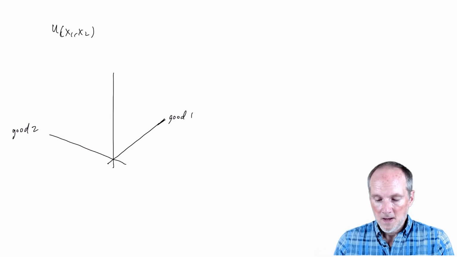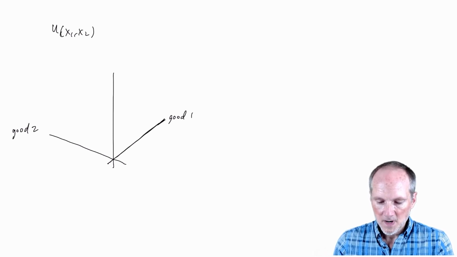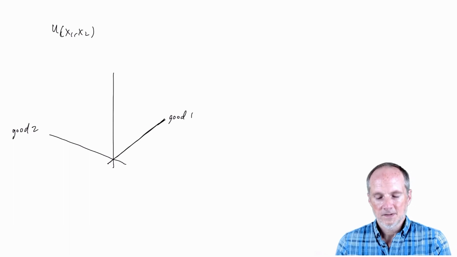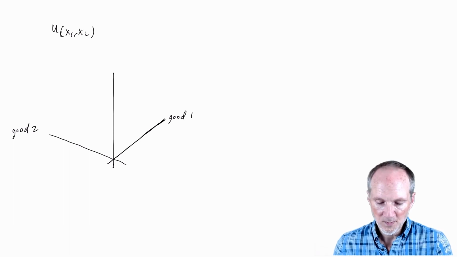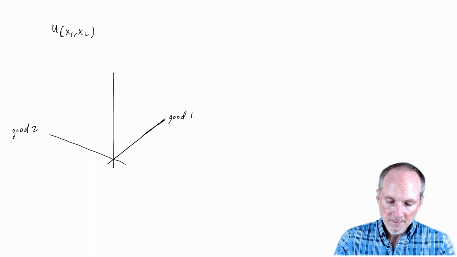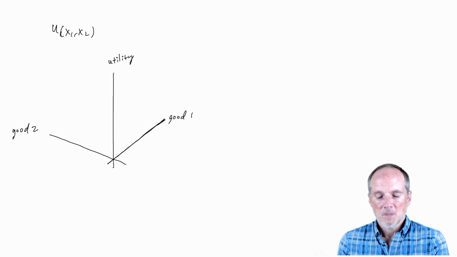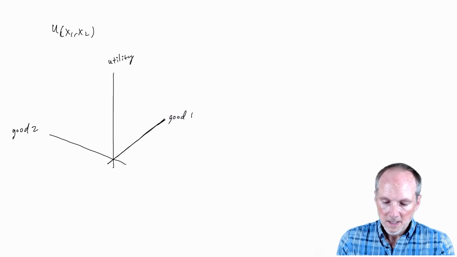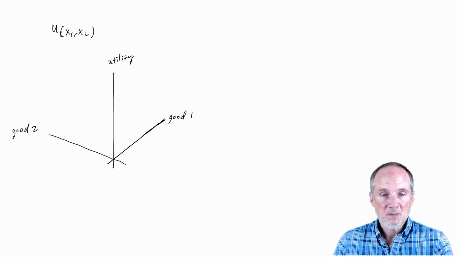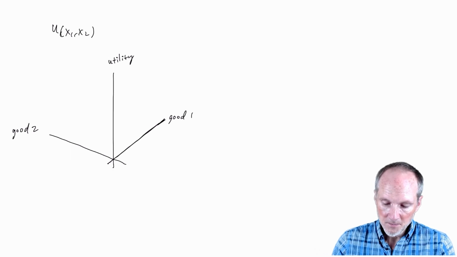And so these two axes I've drawn here, I want you to think of as kind of coming out of the whiteboard. And then I can use the vertical axis here to represent utility. Okay, so if I were going to graph a possible utility function, I could imagine something like the following. Let me do it in blue.